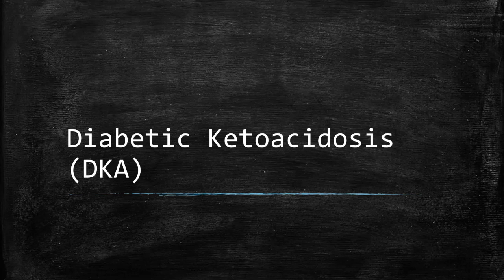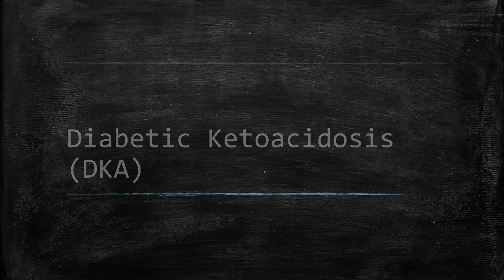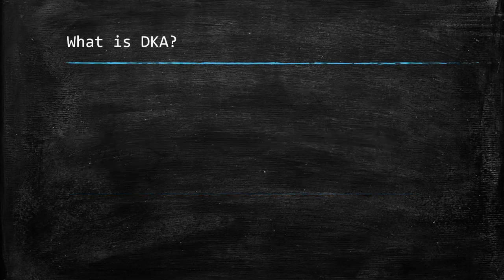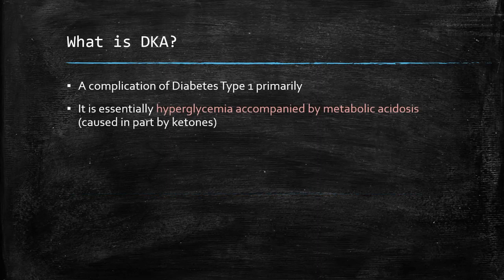Today's topic is about DKA, or diabetic ketoacidosis. So what is DKA essentially? Well, DKA is a complication of diabetes type 1 primarily. It's mostly seen in diabetes type 1. And grossly speaking, it is hyperglycemia with metabolic acidosis. It's a dangerous condition and requires immediate hospitalization.